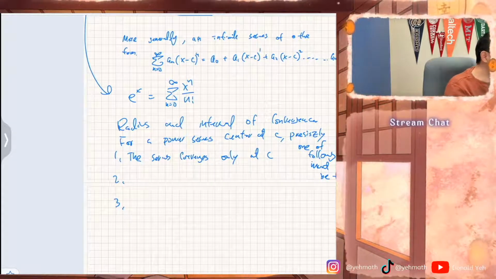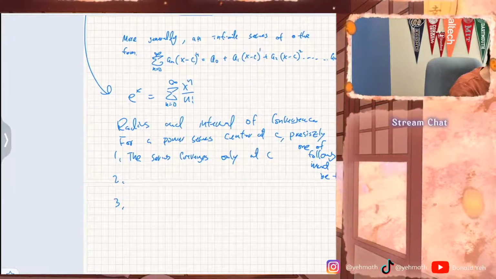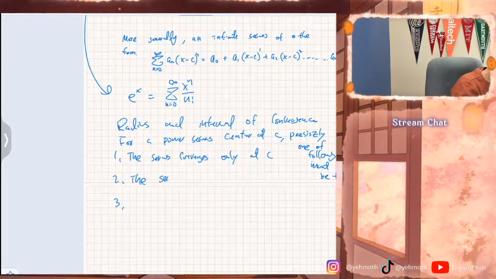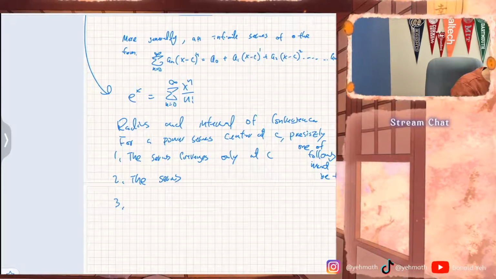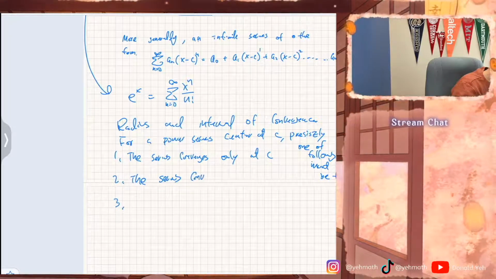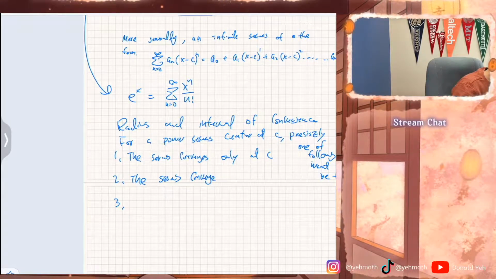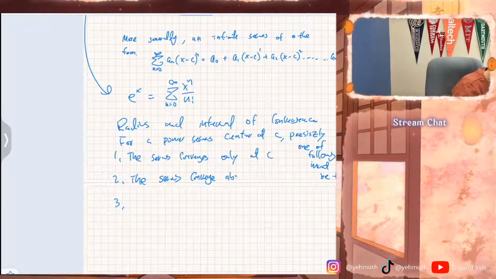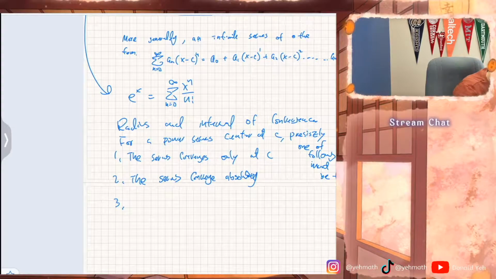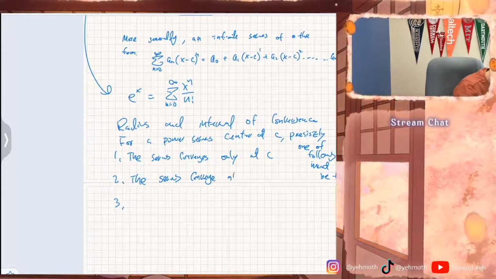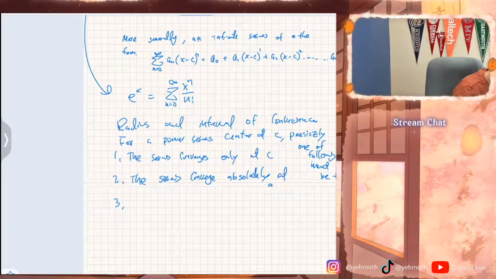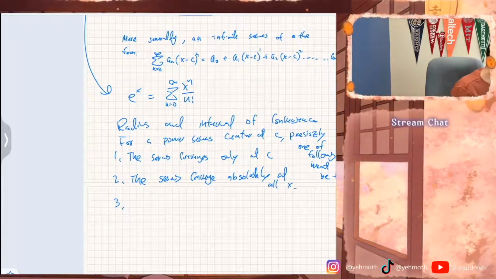The second one is also boring. Is the series absolutely convergent for all x? Doesn't matter what you plug in. So the series always converges. The series converges absolutely at all x. So that's boring.